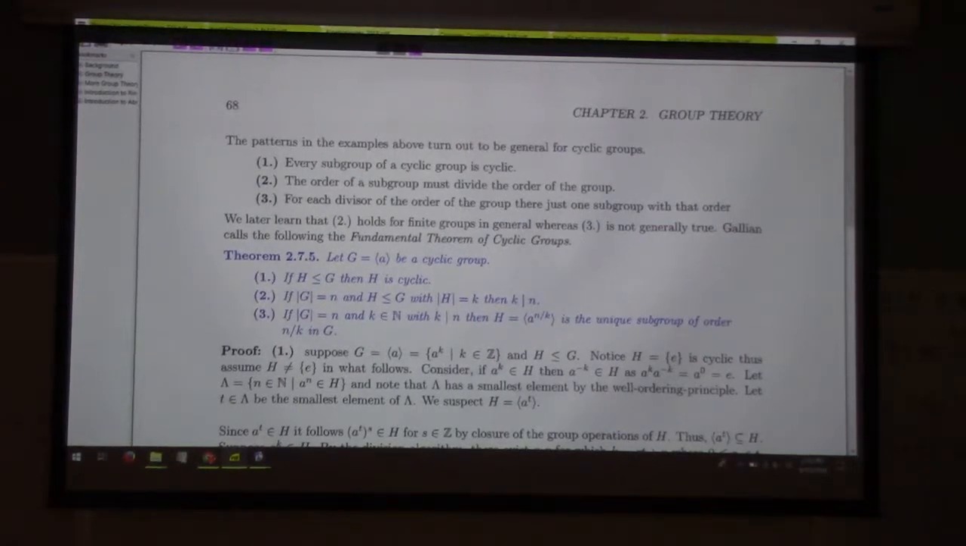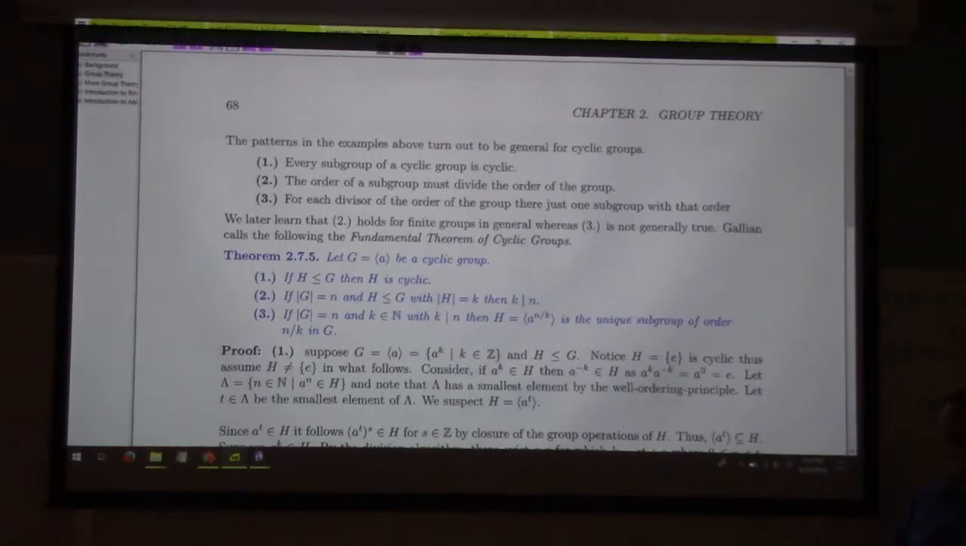For example, if I'm in Z20 and I want to generate a subgroup of order 10, what do I use? I take 20 over 10, which is 2. So the cyclic subgroup in Z20 generated by 2 additively gives me a subgroup of order 10: 0, 2, 4, 6, 8, 10, 12, 14, 16, 18. That's a subgroup of order 10 in Z20. Sometimes you have to understand this theorem additively, of course.